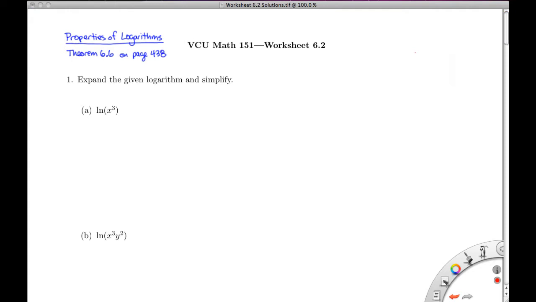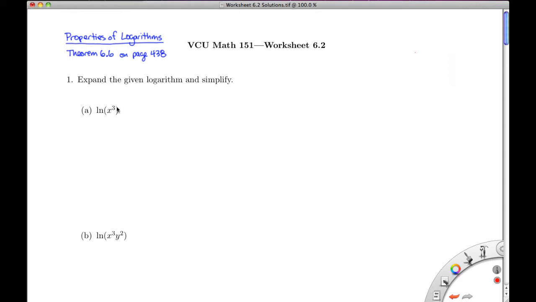Okay, so let's start in number 1 with part A. We're asked to expand the given logarithm and then simplify if possible. So we'll look at part A. We've got the ln of x cubed, and we want to think if we can use any of the properties of logarithms to expand this. So we can look for products, quotients, and powers of our argument that we could maybe rearrange.